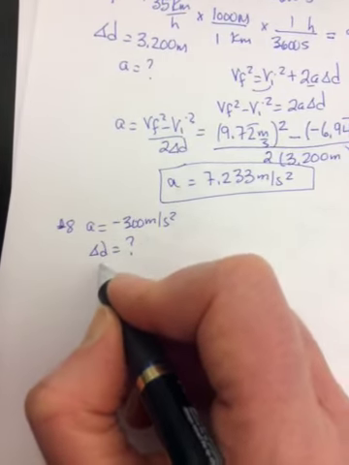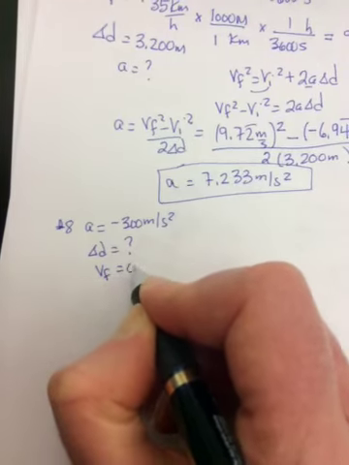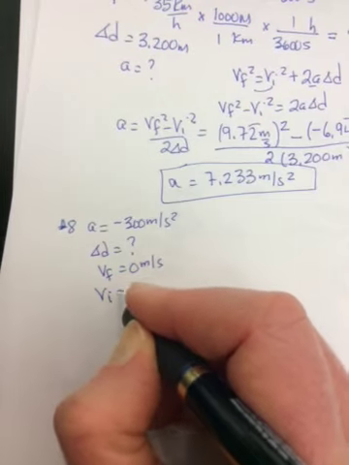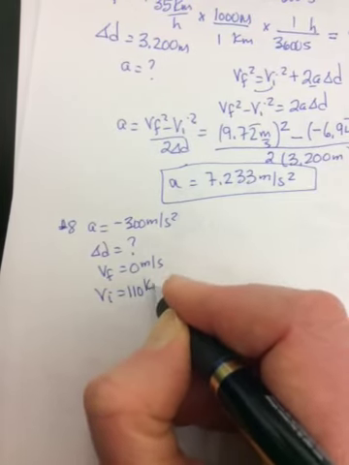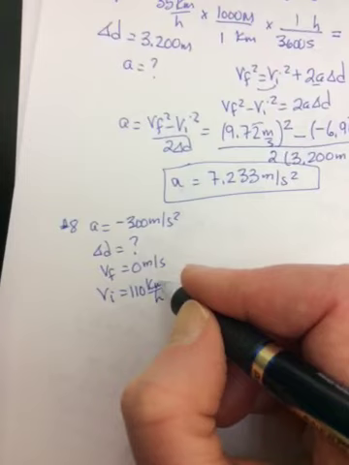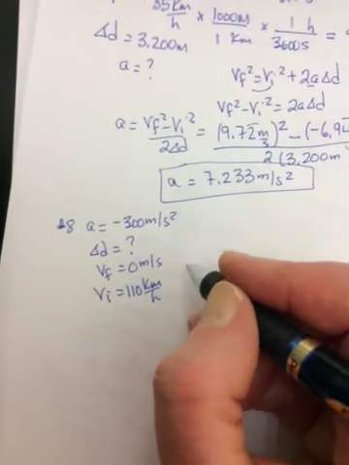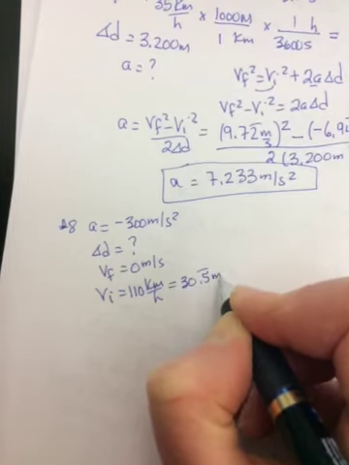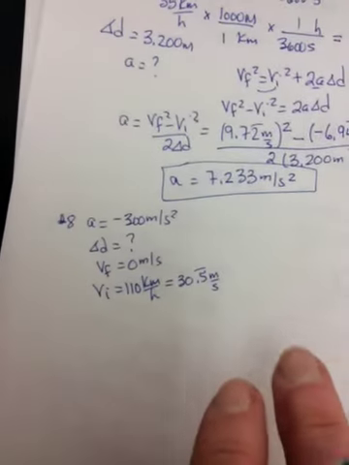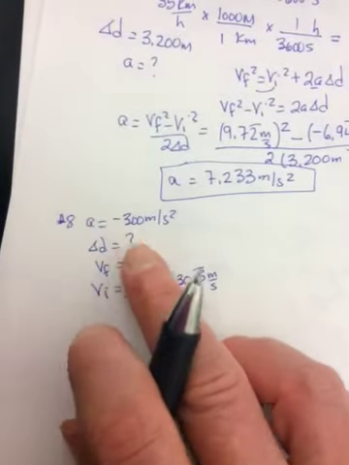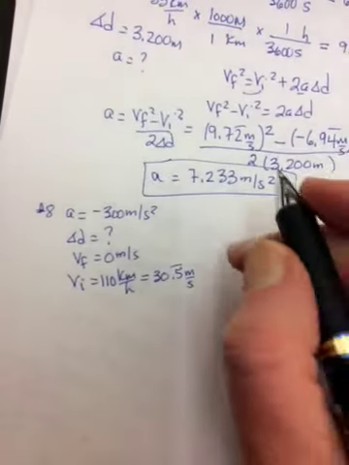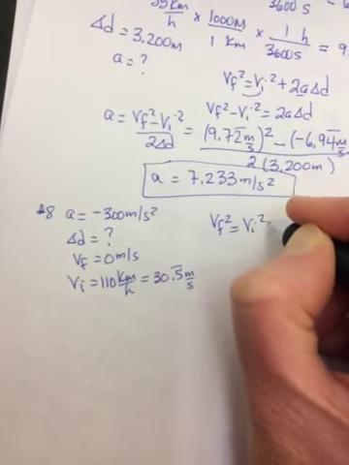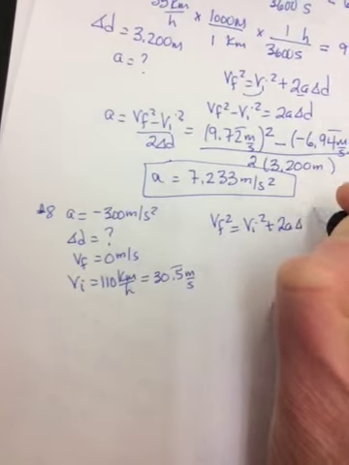To safely stop, VF must be 0. To safely stop a car that hits a barrier going VI 110 kilometers per hour. Again, you need to switch this 110, and when you do, you get it to be 30.5 repeating meters per second. What equation are you going to use? If you have A, delta D, VF, and VI, exactly the same one we did use before, VF squared equals VI squared plus 2A delta D.